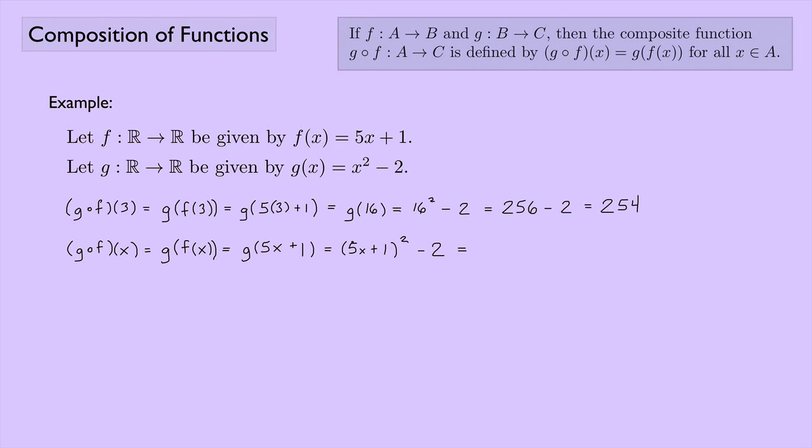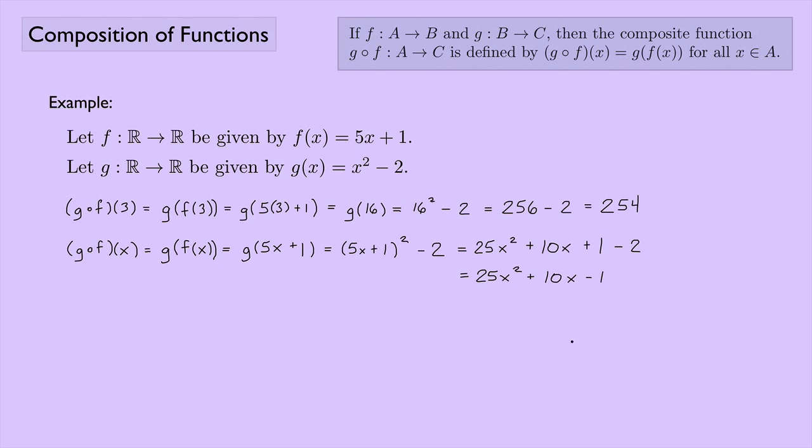And now I can multiply this out. So this is going to be 25x squared. And then I'm going to get 5x and 5x. That's going to be plus 10x. And then plus 1 minus 2. And I can do one more simplification. I get 25x squared plus 10x. And then I have a 1 minus 2. That's going to be minus 1.